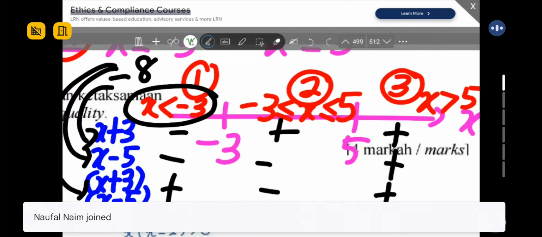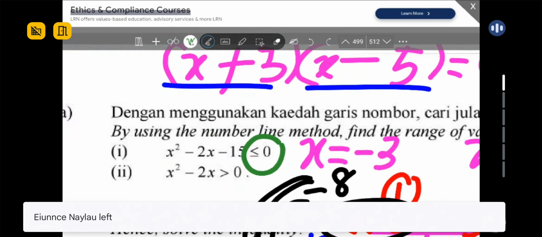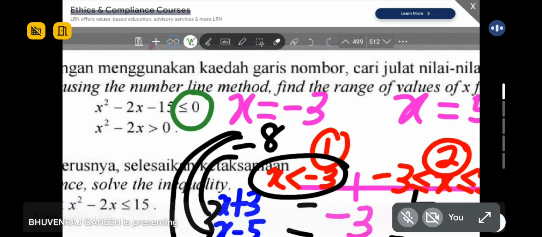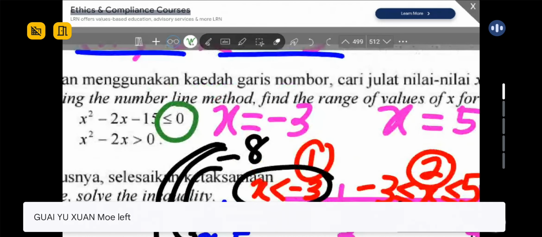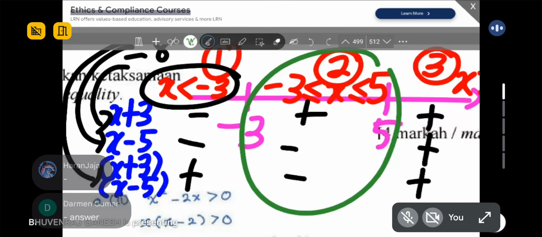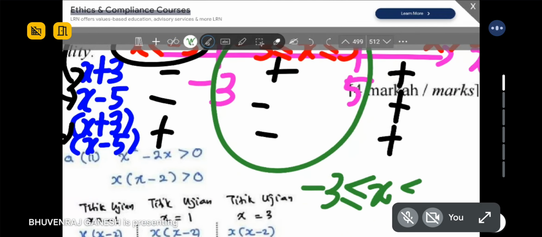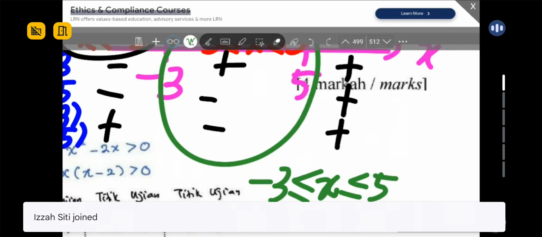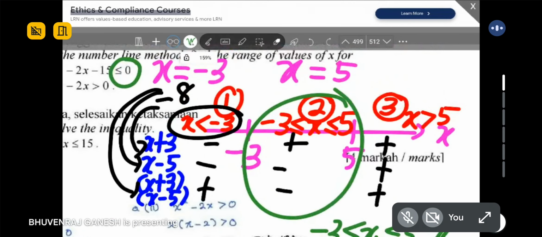Okay. So now, guys, you see your question. So your question is, must be less than or equal to 0. So guys, will you choose a positive or negative answer? Which one do you choose? Now we want less than or equal to zero. Yes. Confirm you're going to choose the negative one. Then your answer is negative 3 less than x less than or equal to 5. Are you clear, guys? How to show the number line method? So this is how you do it in the exam. That's all. Can understand? All of you?